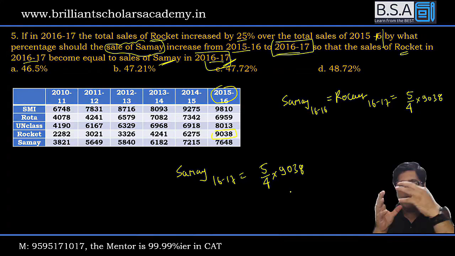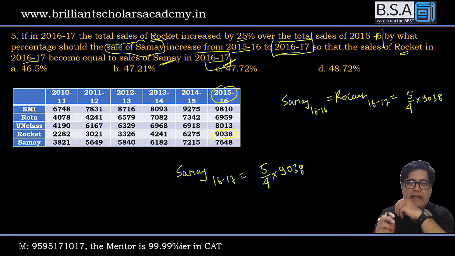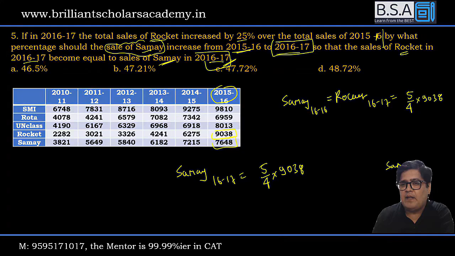Now see, I'm going to merge quant with DI. The question is, what is the growth? What is the growth in the sales of Samay from the previous year? What was the sale of Samay in 15-16? It was equal to 7648. Can I say this is supposed to show something like this? There is going to be a growth here. I'm calling that growth K.